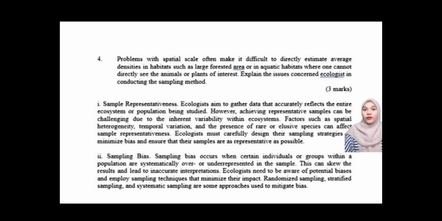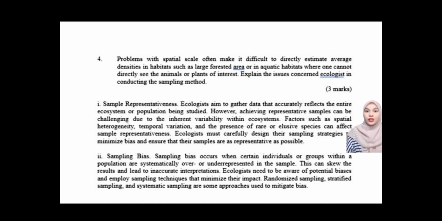We move to question 4, which asks us to explain the issues that concern ecologists in conducting sampling methods. The first issue is sample representativeness. Ecologists aim to gather data that accurately reflects the entire ecosystem or population being studied. However, achieving representative samples can be challenging due to the inherent variability within ecosystems.